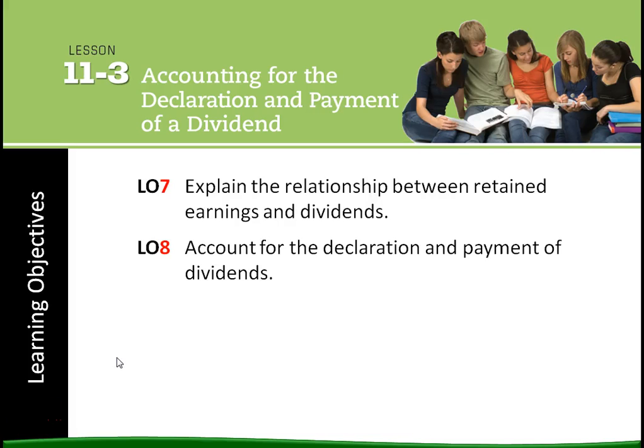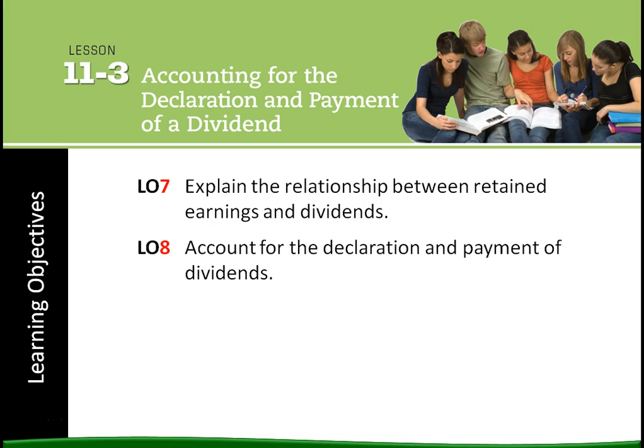So lesson 11.3 is accounting for the declaration and payment of a dividend. As a reminder, in chapter 11, the whole chapter is about accounting for transactions using a general journal. So there's lots of different transactions that need to go in a general journal.